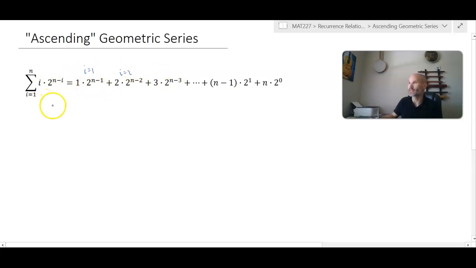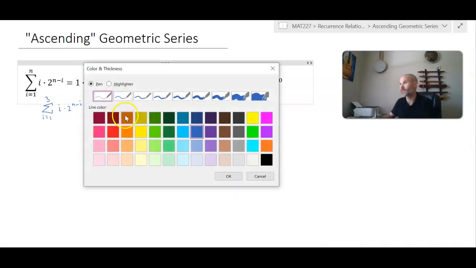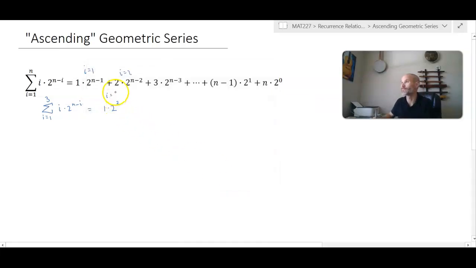So for instance, if our sum went from i equals 1 to 3 of i times 2 to the n minus i, then for an index of 1 we'd have 1 times 2. Okay, in this case n is 3, so 3 minus 1 would be 2. This is for i equals 1.